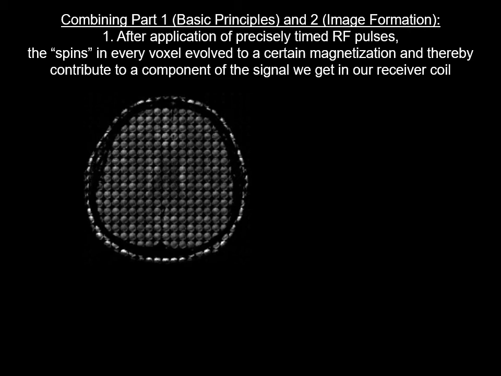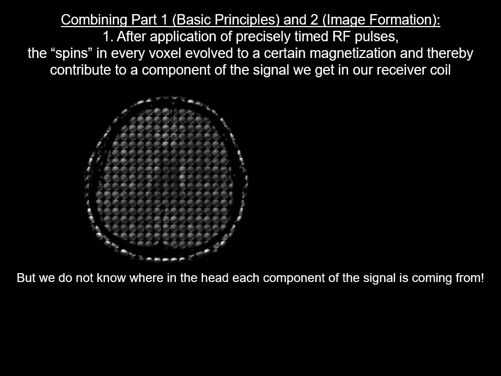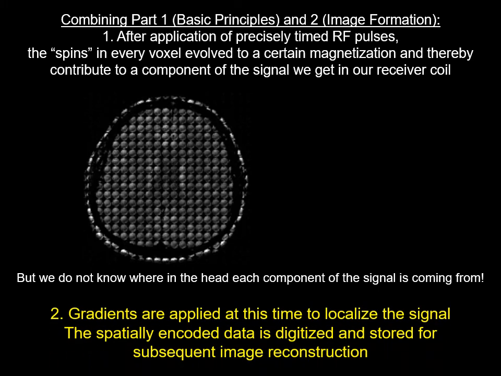So although we couldn't see it in this image of the head, each different point in this image of the head had a different degree of magnetization, contributing a different amount to the total magnetization that we're seeing in a receiver coil. But we didn't know exactly where that information was coming from. All we knew is it was coming from the head. In part 2, we applied gradients to localize the signal. This spatially encoded data is digitized and stored for the subsequent image reconstruction, which I'll illustrate in the next animation.